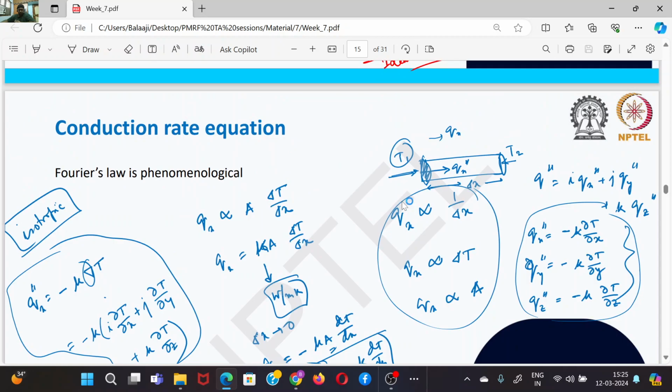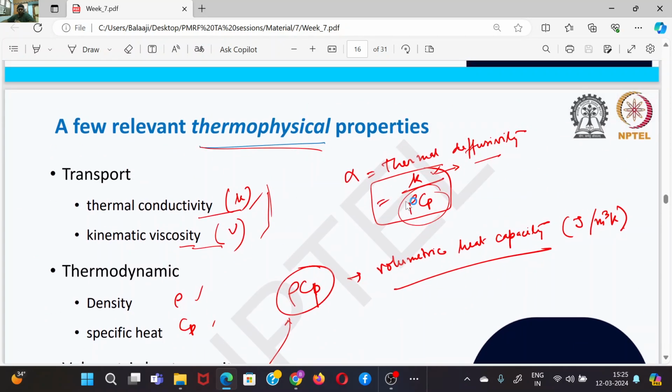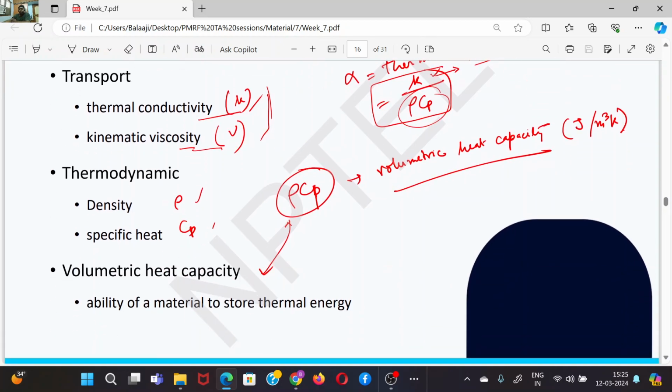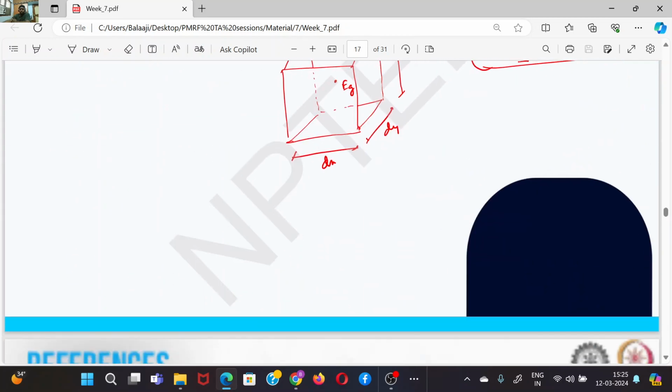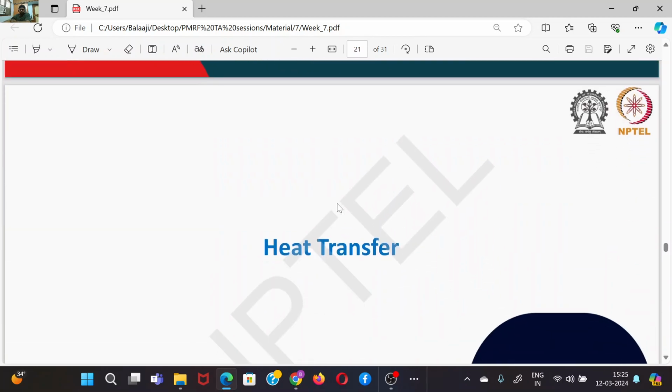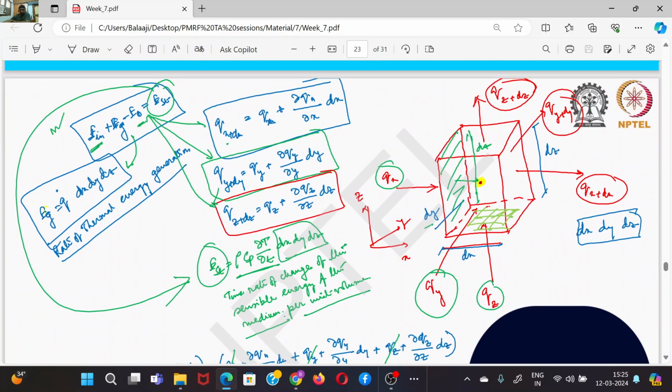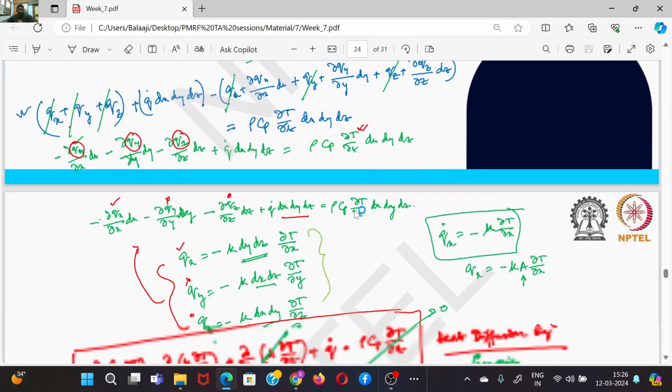Then, yeah, basically he derived the conduction. So these are the few relevant properties like thermal conductivity, kinematic viscosity, density, specific heat, and all. They come in the energy equation. He also derived the heat conduction equation, right? Similar to the fluid flow, you take a control volume and you see the heat that enters in all the faces and then exits opposite to those faces. Then you have some heat generation term. Basic, just normal energy balance.